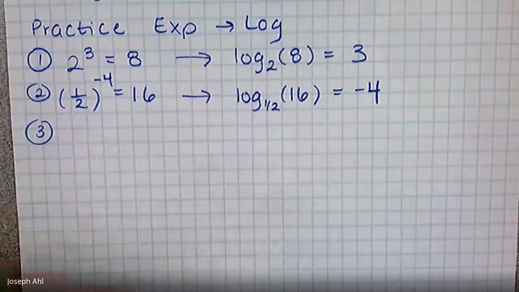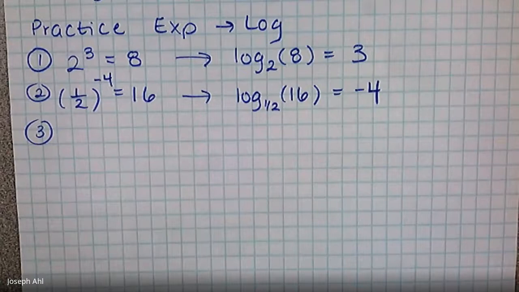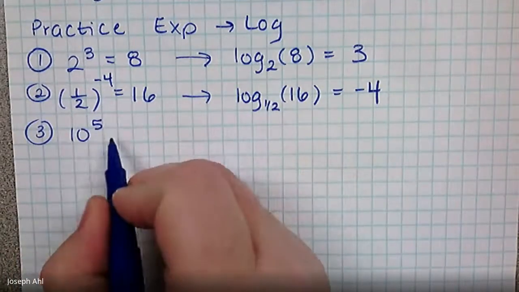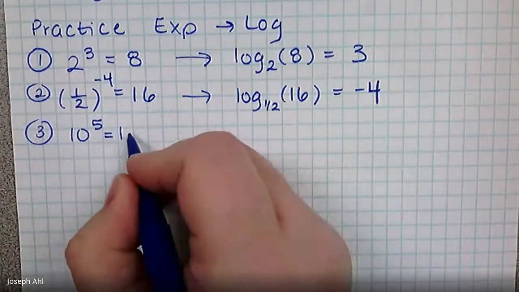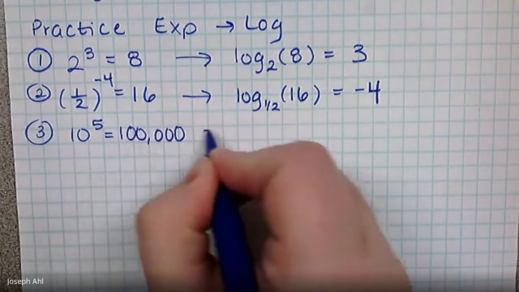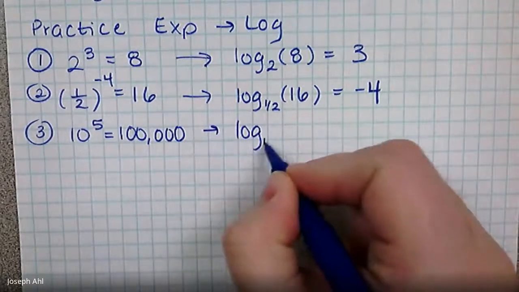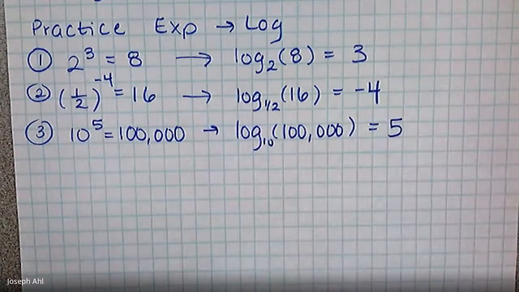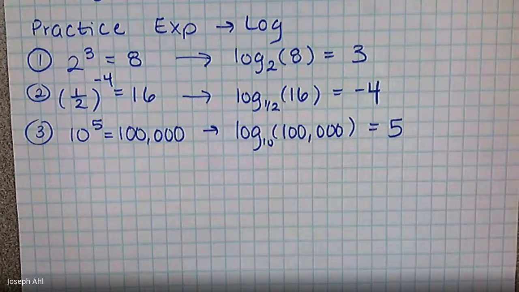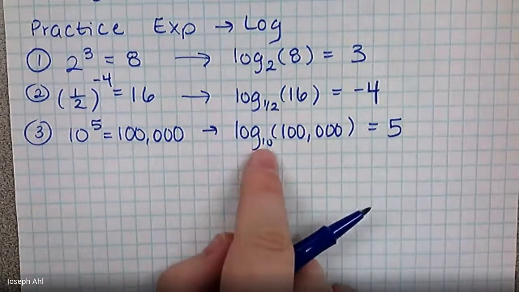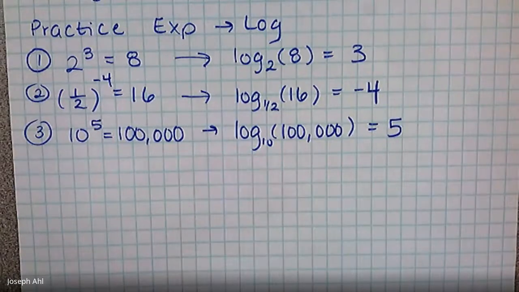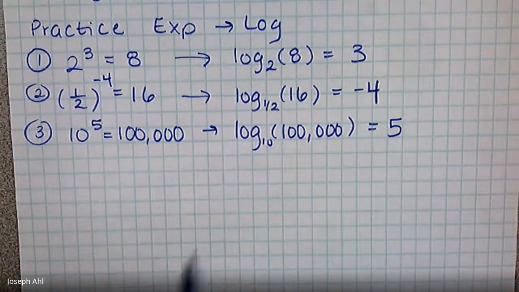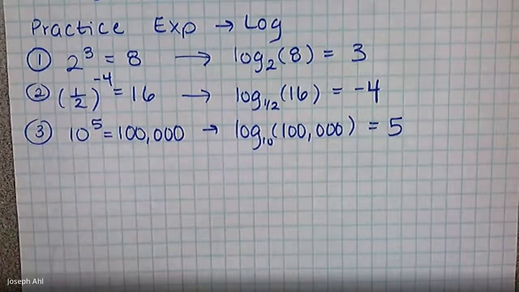If I gave you something of the form we're starting with, exponential, 10 to the 5th equals 100,000, in log form that would be log base 10 of 100,000 equals the exponent of 5. And by the way, log base 10, we'll get into this later in the lesson, but we may not write that base 10 there at all points, because when you don't write a base, we're kind of assuming that we're using base 10. That might sound familiar from last year.